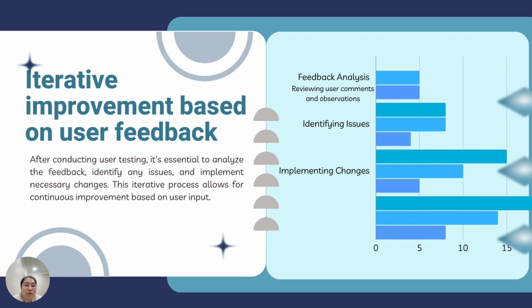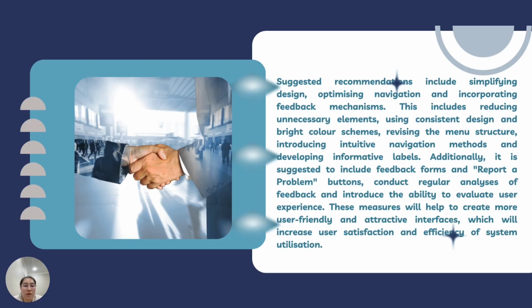Iterative improvement based on user feedback. After conducting user testing, it's essential to analyze the feedback, identify any issues and implement necessary changes. This iterative process allows for continuous improvement based on user input. Next is feedback analysis: reviewing user comments and observations, and identifying issues and implementing changes.